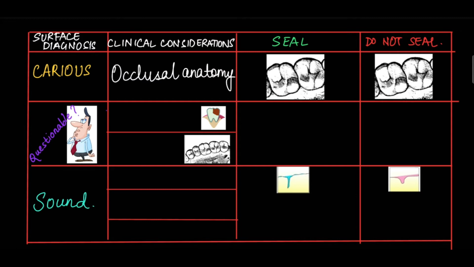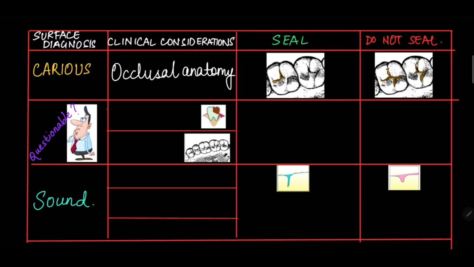If you see that the pits and fissures are all carious, so the entire pit and fissure is gone, then such a tooth you should not seal. This will require cavity preparation. But on the other hand, if the pit and fissures are separated by a transverse ridge, and say this part of the tooth is carious, but the other half that is separated by the transverse ridge is sound, then you can seal the part of the tooth that is sound. So you can seal the sound pit or fissure.